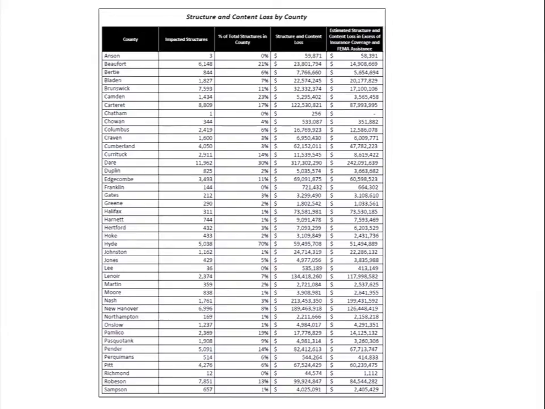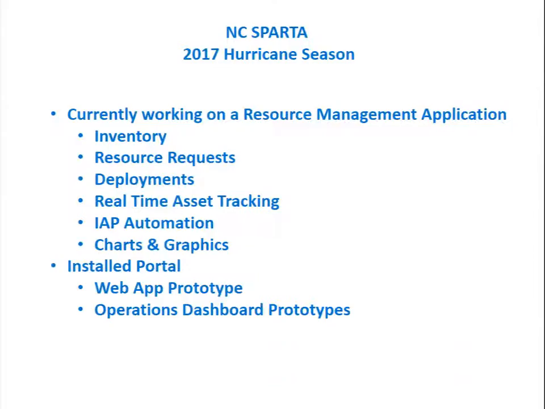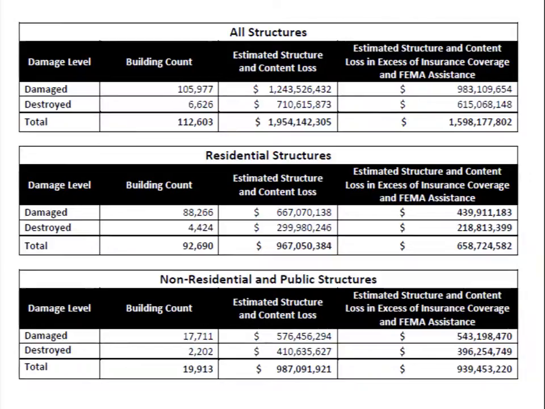Again, multiple reports that they publish, breaking it up by residential and non-residential. And I think, John, you correct me if I'm wrong, I think North Carolina was one of the first states to ever get a federal declaration just based on the GIS modeling that was happening.